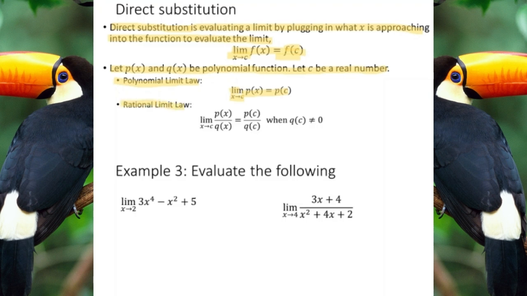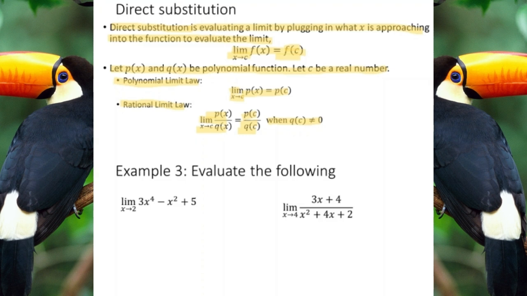The second family will be rational functions. The rational limit law states the limit as x approaches c of p of x over q of x equals p of c over q of c. And this holds as long as q of c is not 0. The reason why this is true is rational functions are the quotient of two polynomials. So thanks to the combination of our polynomial law with our quotient law, we can evaluate rational limits using direct substitution as long as our denominator is not 0.